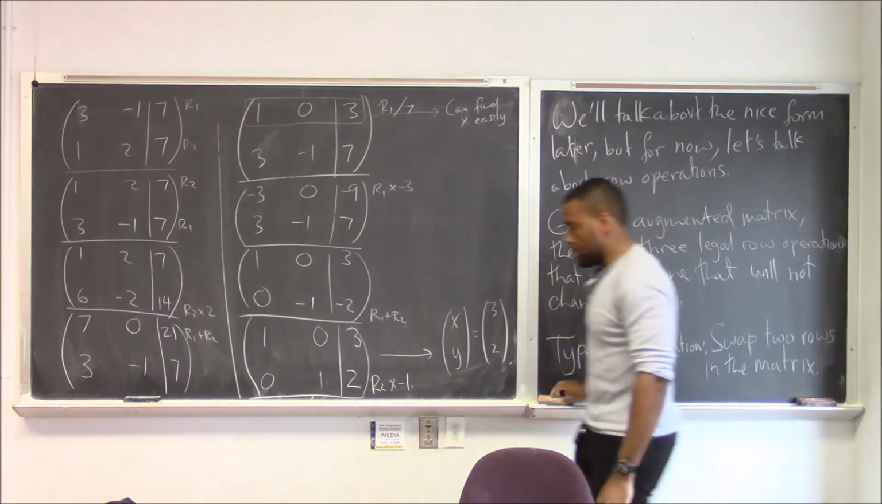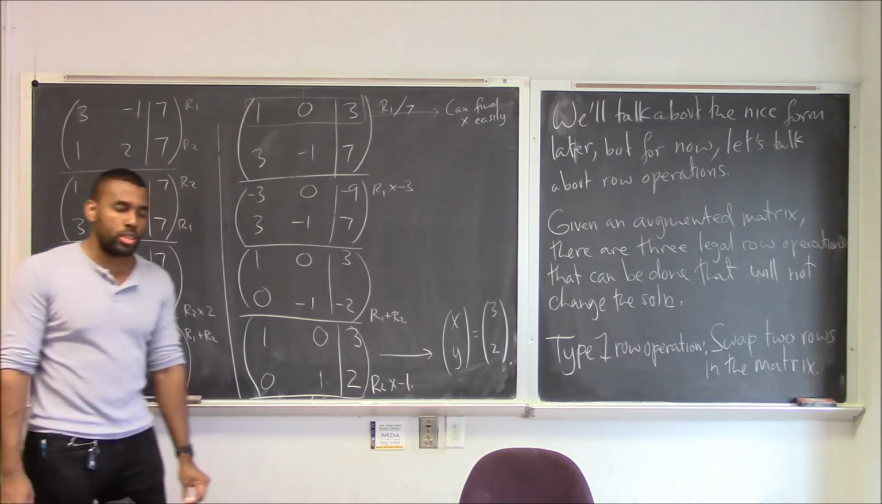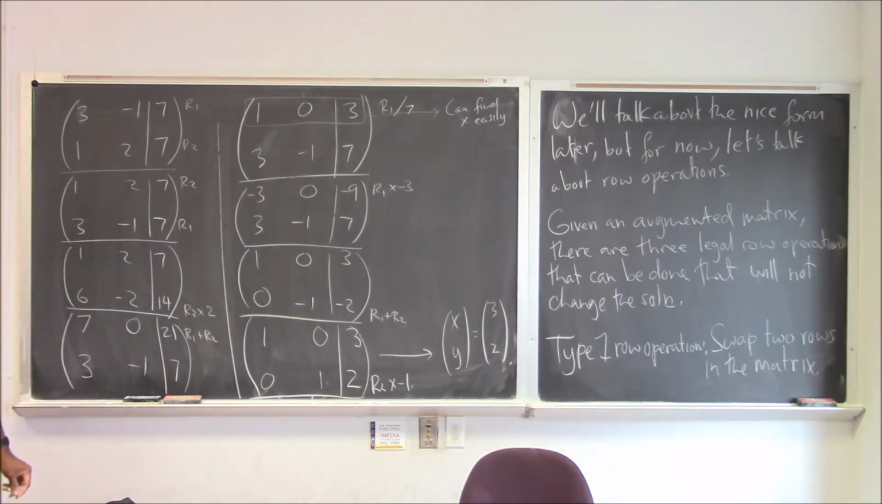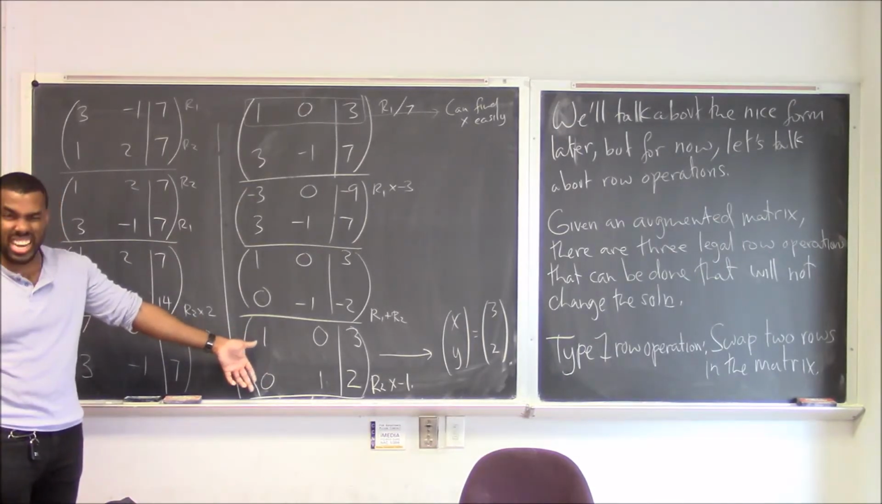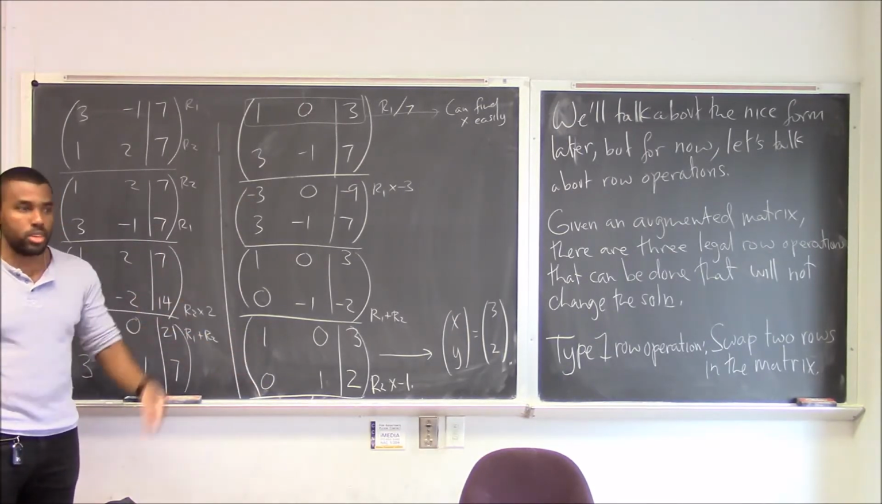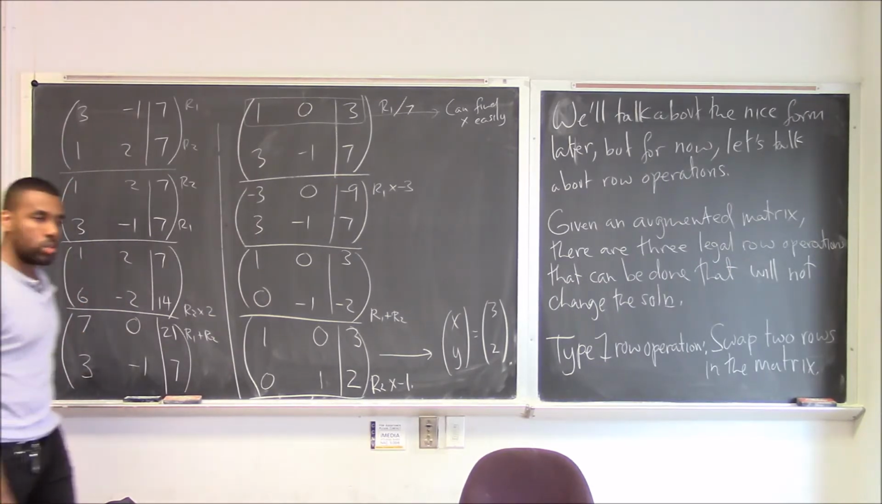So given an augmented matrix that we know represents a system, I can do a bunch of things on the rows of that matrix that will not change the solution of that system. In fact, I can use them to change the matrix into a nicer form where the solution is obvious to me. One of them is I can swap 2 rows, which is what I did here. This is called a type 1 row operation.